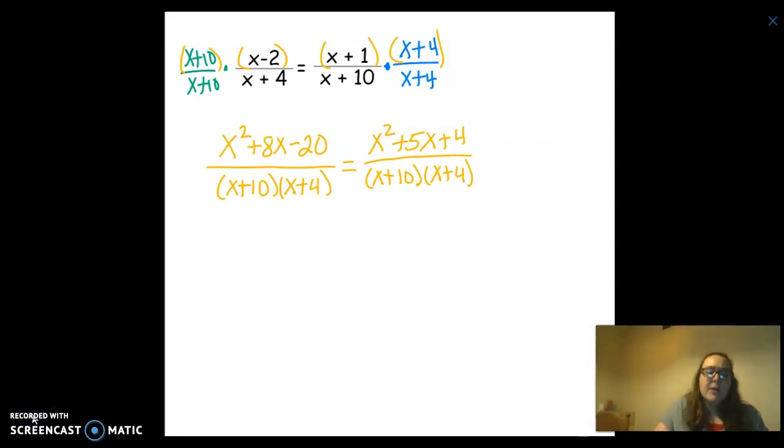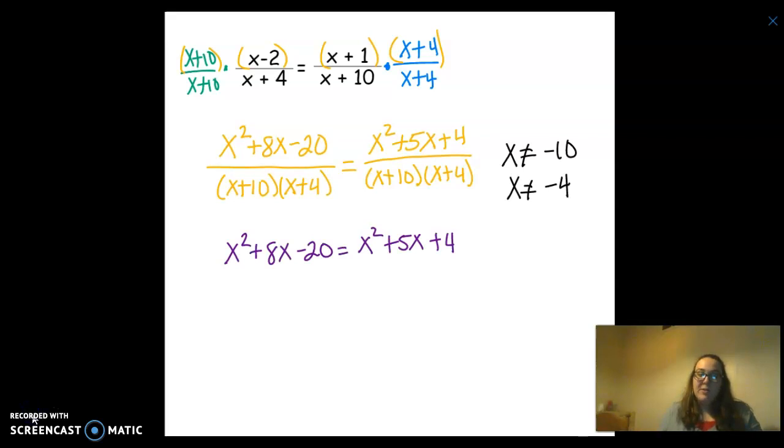Next, what can x not be? Alright, so I did write what x cannot be over there, and because my denominators were equal, I went ahead and set the numerators equal. I want you to solve this equation and find what x is.